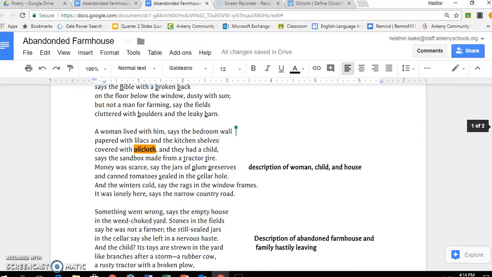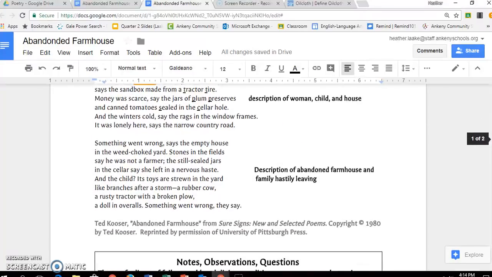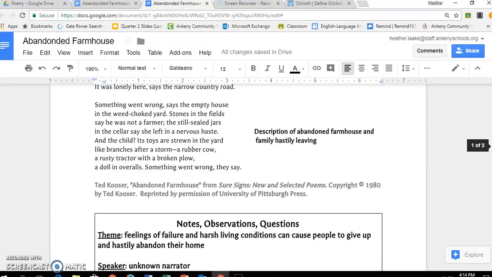Okay, and then how about in the third stanza? Why don't you read through the third stanza again on your own and underline words that start with the same sound. I'll give you a minute to do that on your own document.